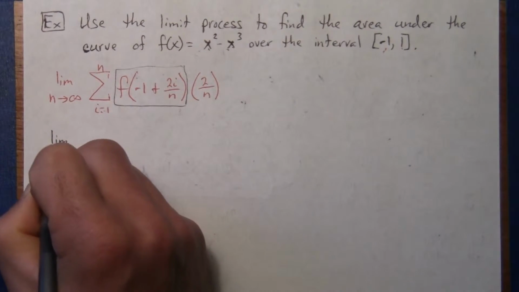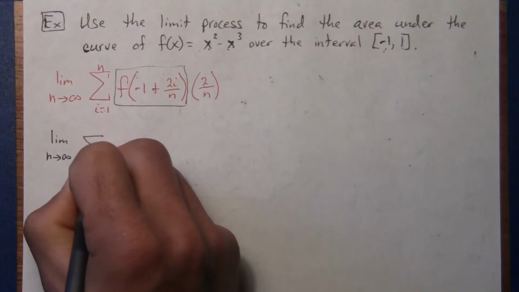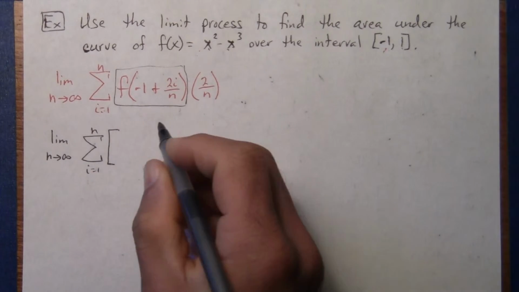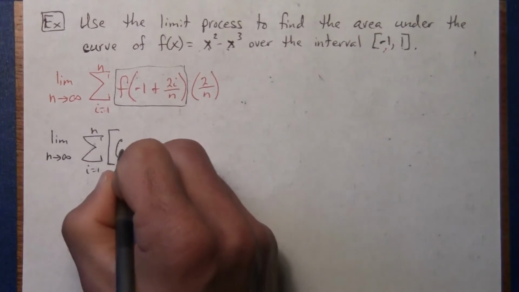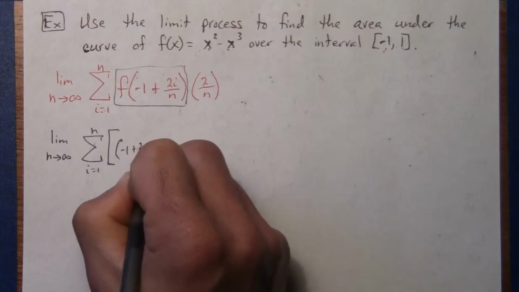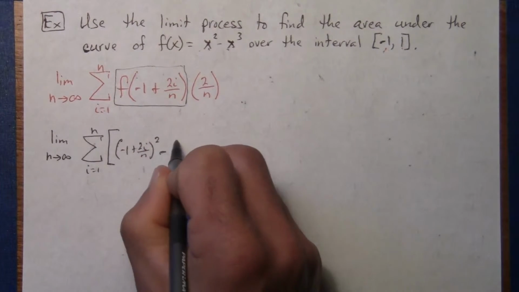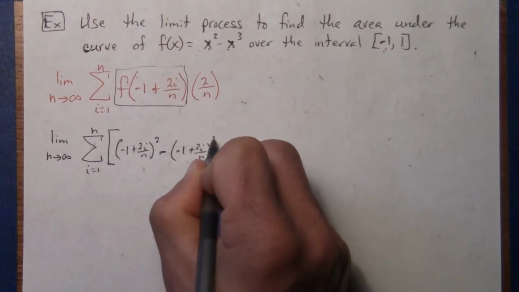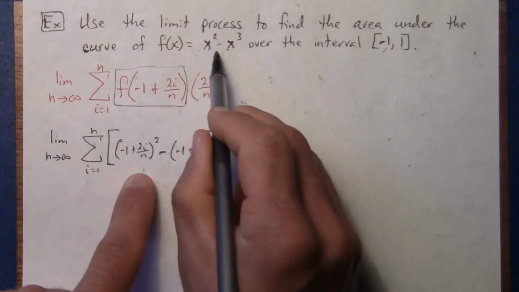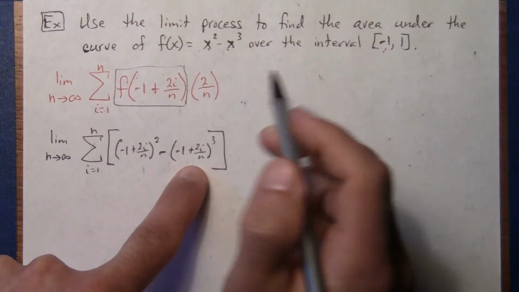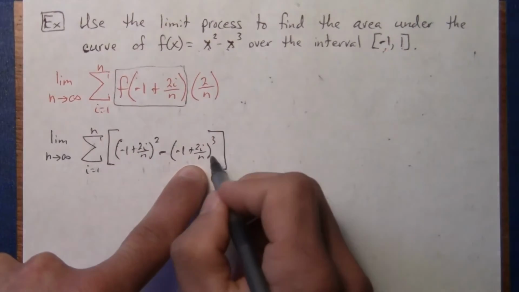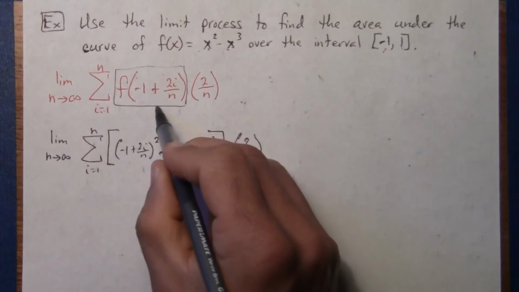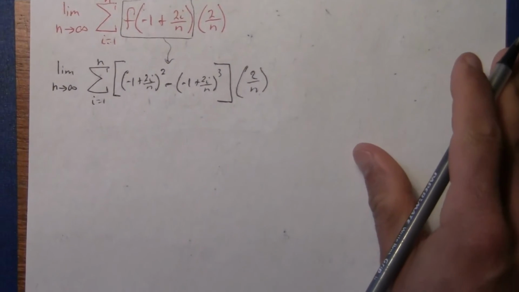So I now have the limit as n approaches infinity of the sum as i goes from 1 to n of x squared, so that means it's negative 1 plus 2i over n quantity squared, minus x cubed, so the quantity negative 1 plus 2i over n cubed. There is that function, x squared minus x to the third. Again, if there's a plus 2 or 7 or something like that, you need to have that in there. And then you still have this 2 over n. So what you see in brackets is what I have in that box up above.